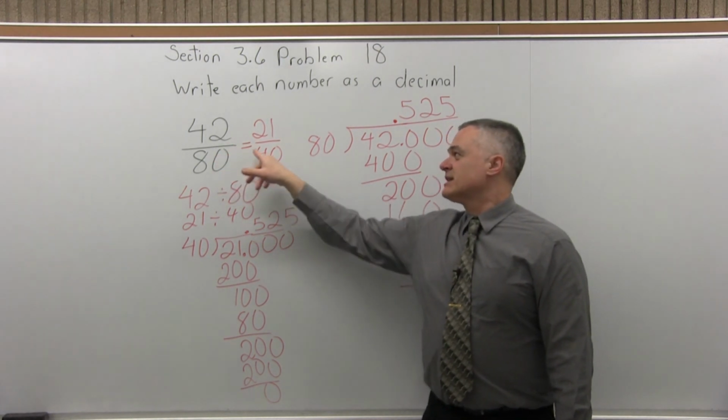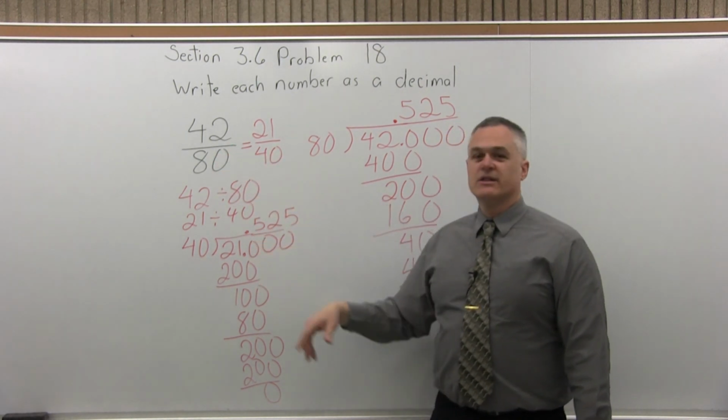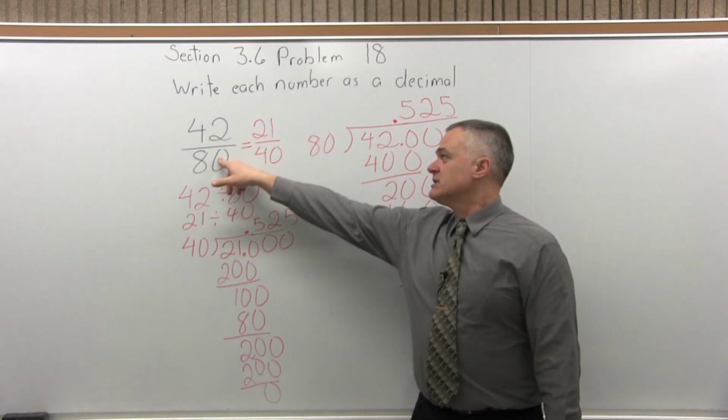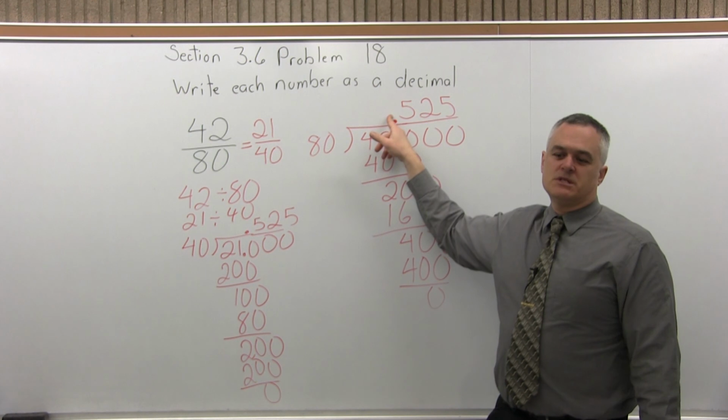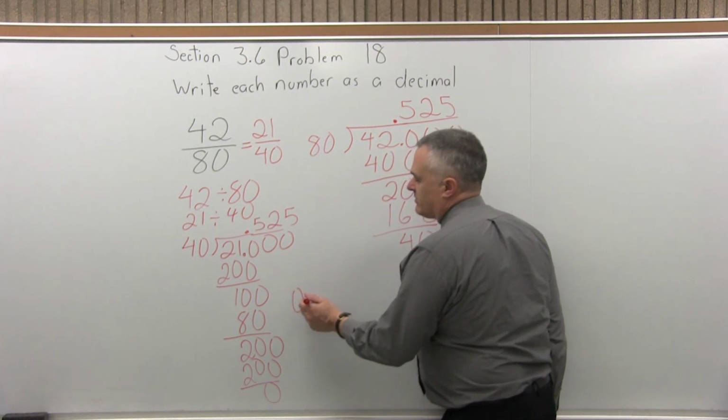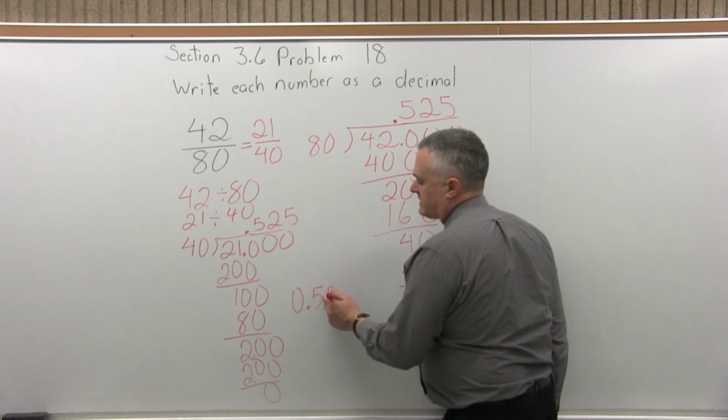So if you notice that it can be reduced, that's good. You're dealing with slightly smaller numbers, it'll be a little easier. If you don't notice that it reduces, it doesn't matter. You'll still get the right answer. And again, I say 0.525. If you'd like to have a 0 in front, 0.525, that's absolutely fine.